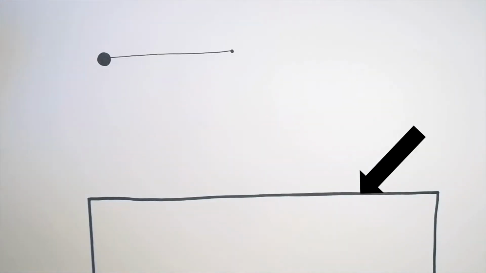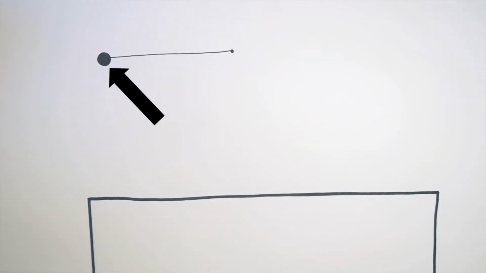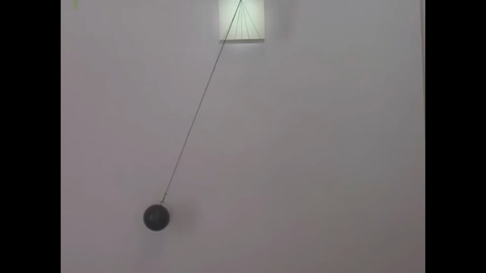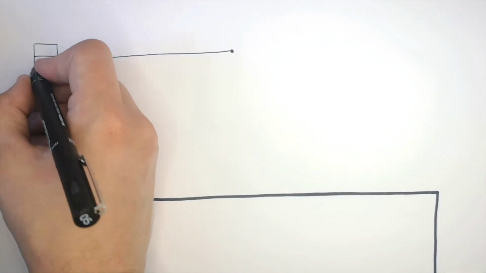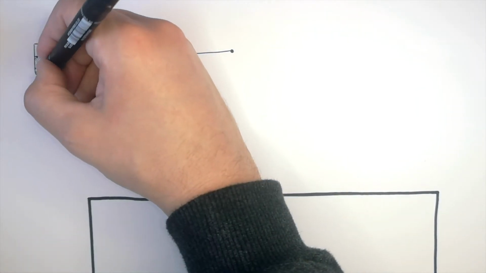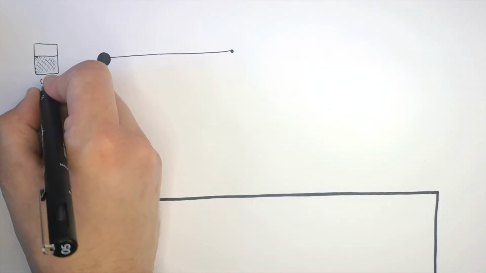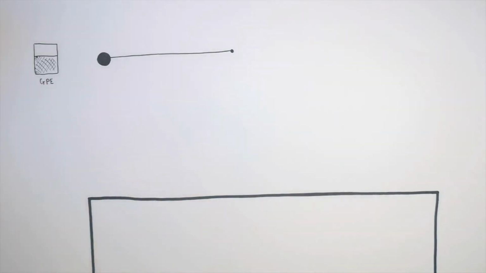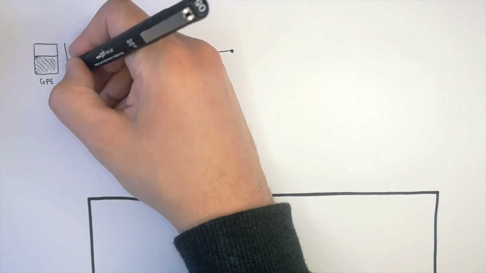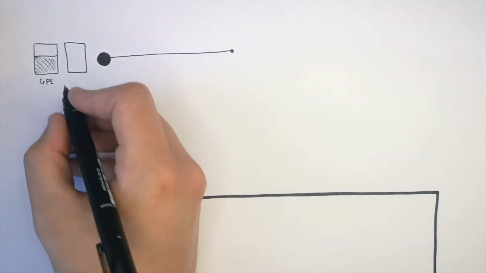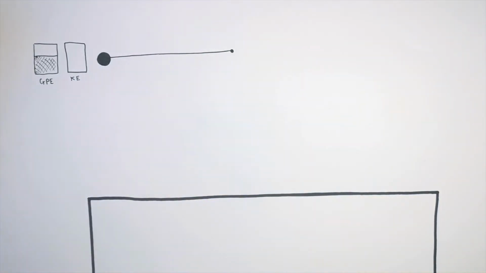This block here represents a table, so the pendulum is above a table. The pendulum has been lifted above the table, as you can see here. That means that the gravitational potential energy store in the pendulum is increasing. This box shows that there is energy in the gravitational potential energy store of the pendulum. And because the pendulum is completely stationary at this point, there is no energy in the kinetic energy store of the pendulum. So what happens when we let go?